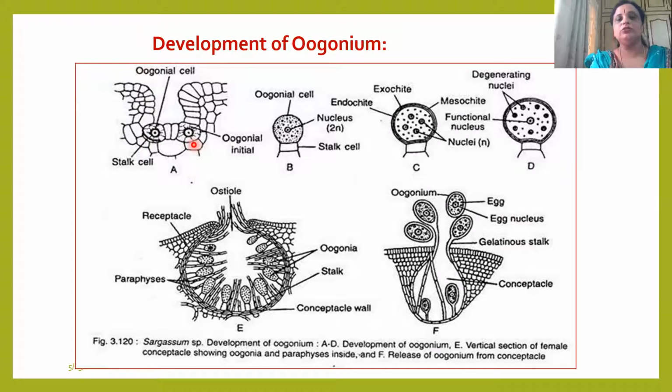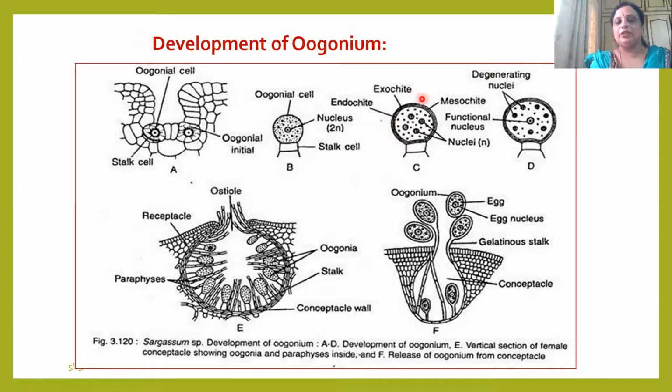Remember, the nucleus of this oogonial cell undergoes meiotic division, resulting in the formation of 4 haploid nuclei, followed by 1 mitotic division. So 8 nuclei have been produced. At the same time, the oogonium also develops a thick wall around it, made up of 3 wall layers. The outer wall is called the exochite, the middle wall is called the mesochite, and the inner wall is called the endochite.